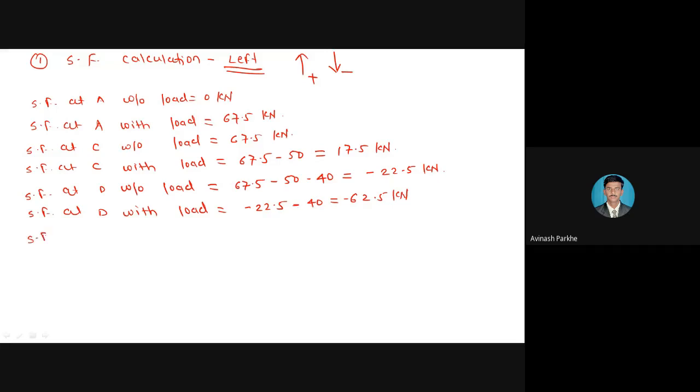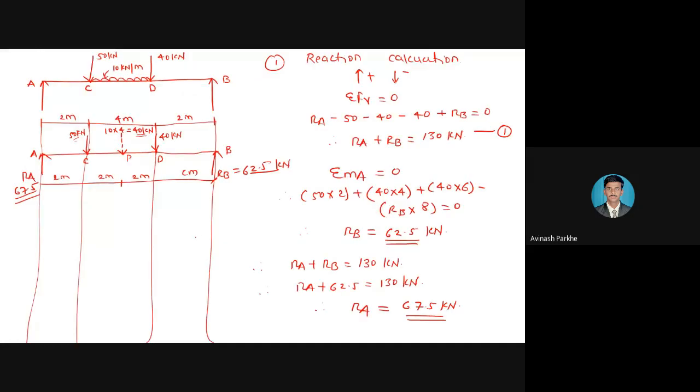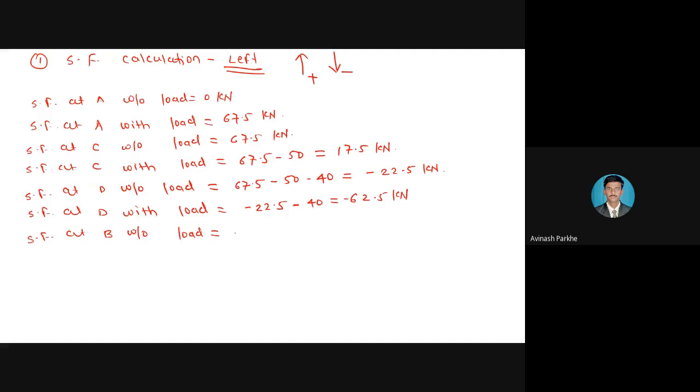And then the last point, shear force at B, again reaction is there, therefore without load. Now please tell me how many forces are present to the left side of point B? 4 forces are there. Out of that, 3 are negative, 1 is positive. 67.5 minus 50 minus 40 again minus 40 is equal to minus 62.5 kilonewton.